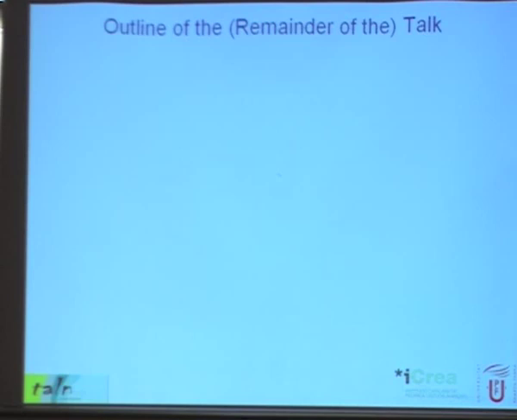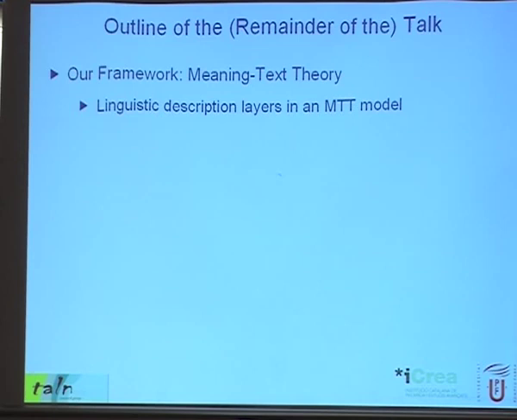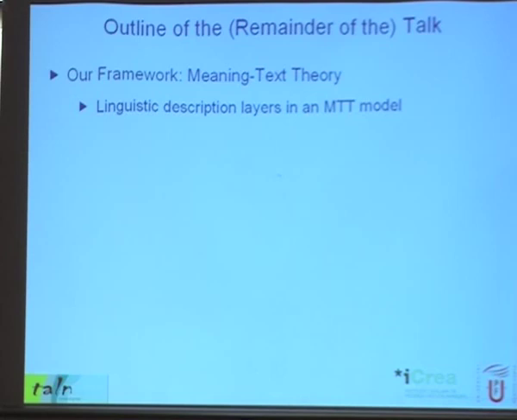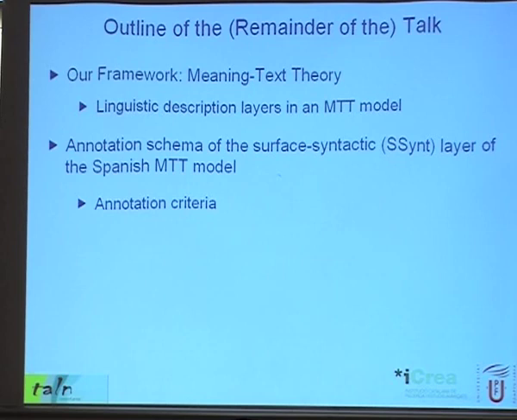Here is the outline of the remainder of my talk. First, very briefly, because I assume that this is also very well known here, our framework, the Meaning-Text Theory model, and the different layers. As you know, one of the layers is the surface syntactic layer. For reasons I will explain later, we start from the surface syntactic layer. So I will talk about the annotation schema and the annotation criteria we use.